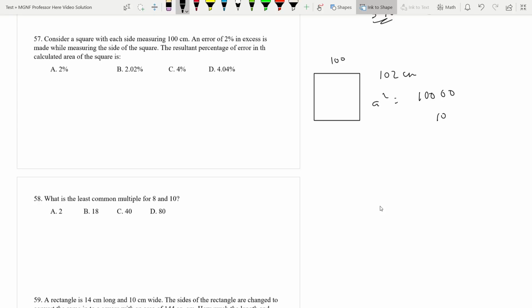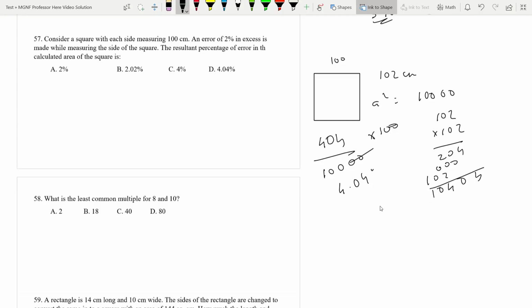Now since there is an error in the calculation of the side, the area will change to 102 into 102, which is 10404. So we get an additional 404 due to the error. So 404 divided by the actual area of 10,000 into 100 becomes 4.04%. Okay, so option D is the answer.